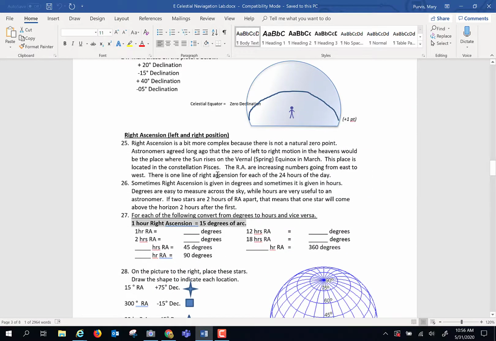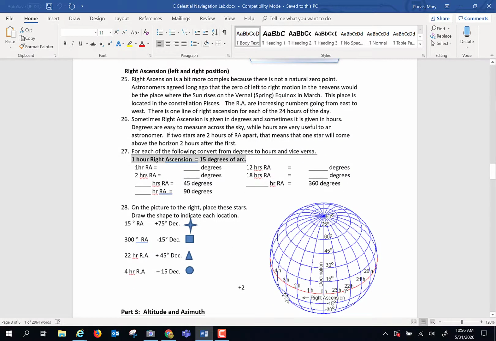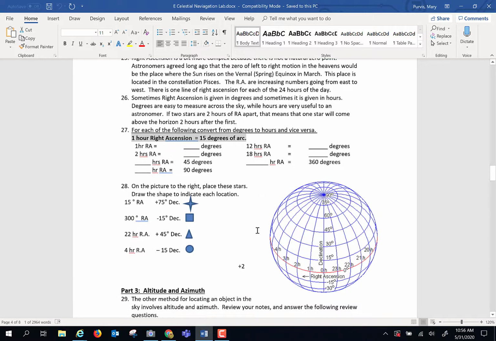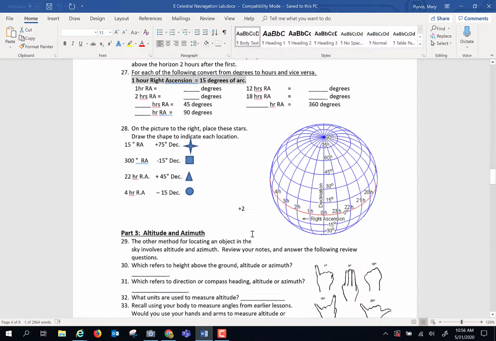Right ascension is left and right. So I want you to convert hours to degrees. Why is this useful for astronomers? In 1 hour of time, a star will move 15 degrees of arc. Remember when we were moving things with our hands in past lessons of how far something will move in about an hour? It's really useful when you are out observing stars. So do this simple little bit of math to convert these common amounts of time. And then on this globe, I want you to draw these shapes. Can you then put it all together and mark where these right ascension and declinations are going to go?